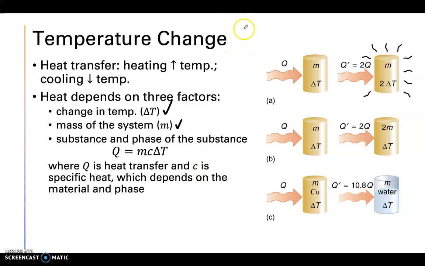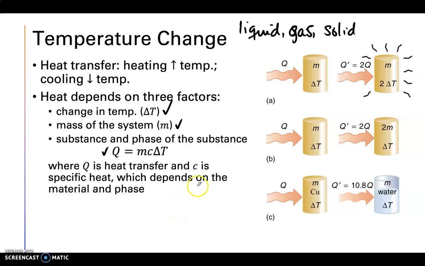Remember, we have 3 different phases: liquid, gas, and solids. Keep that in mind. And we come up with this relationship here: Q, the heat transfer, is equal to m, our mass, times c, which is the specific heat, times our change in temperature, delta T. Let me mention specific heat real quick. That depends on our material and what phase of matter we have in our substance, so a solid versus a liquid, or a gas versus a liquid. That c, the specific heat, will change depending on those.